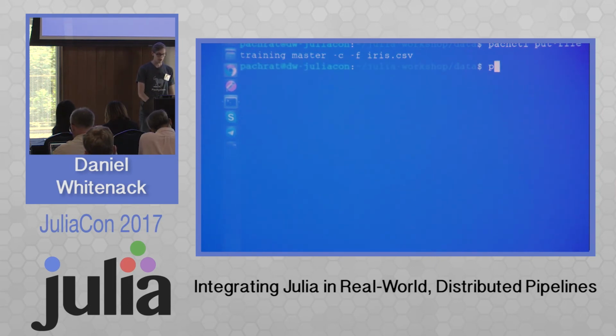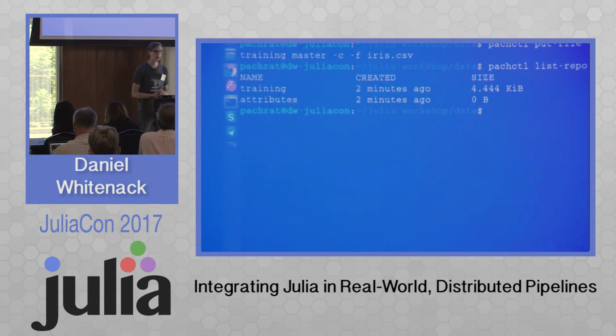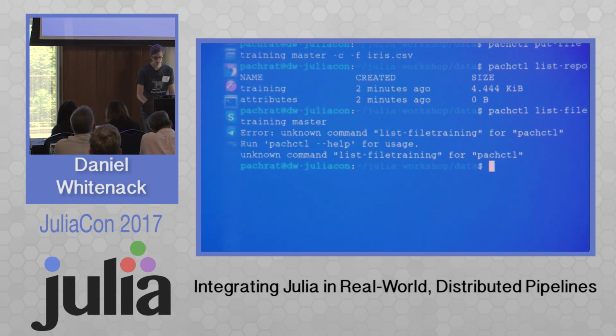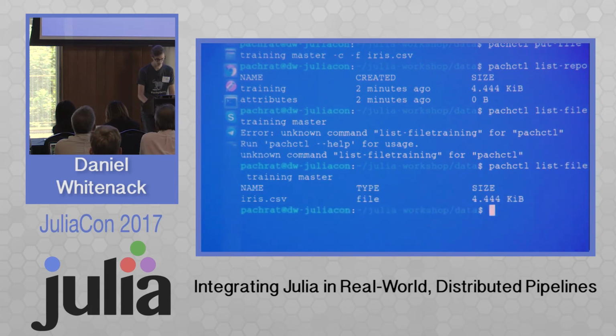Okay. Now to confirm that worked, you can list repo again, and you should see now that in our training repo, we actually have data. And if we look at what data is there, you can do list file on training master. I think I need a space. There we go. Then it will show you that iris file, which is the only thing we put in.